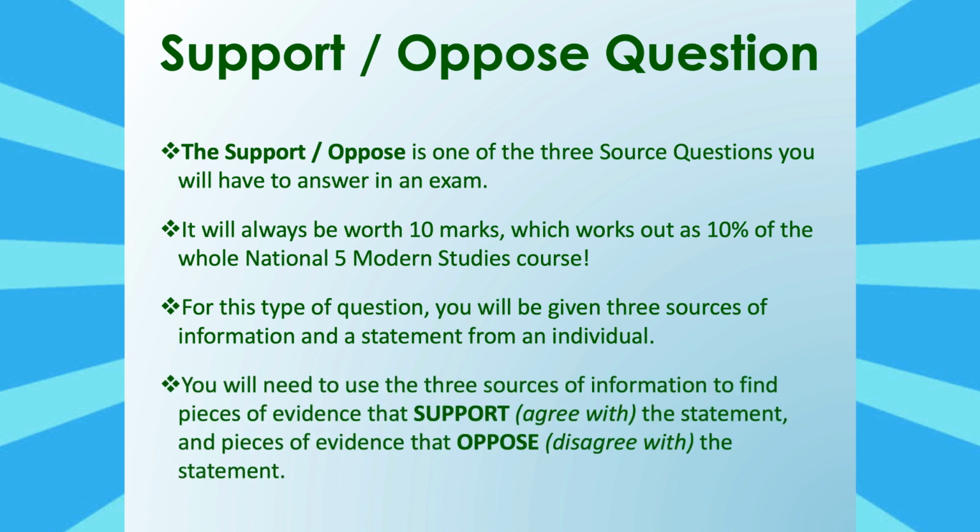Essentially, how this question works is that you will need to use the 3 sources of information to find pieces of evidence that support the statement from the individual, so that it agrees with it and says yes, what they've said is correct, and pieces of evidence that oppose their statement or disagree with it and say what they've said is wrong. So you will need to find information on both sides of the argument. The good thing here is that you don't actually need to come to a conclusion. That's something that when you move to higher level, you come to an overall conclusion. But for National 5, just evidence to support and to oppose the statement.